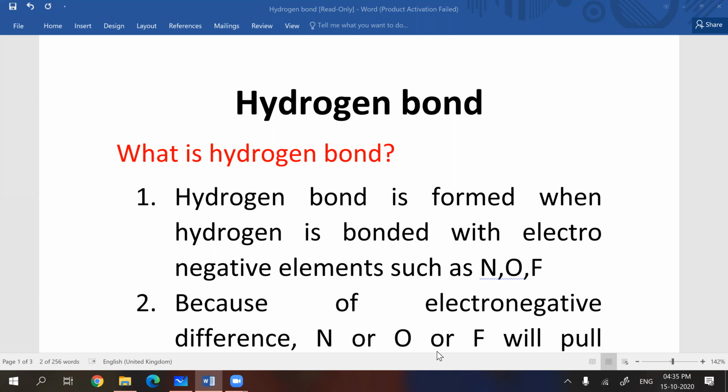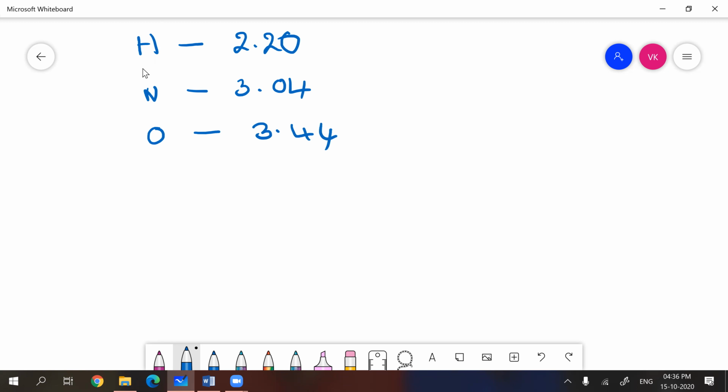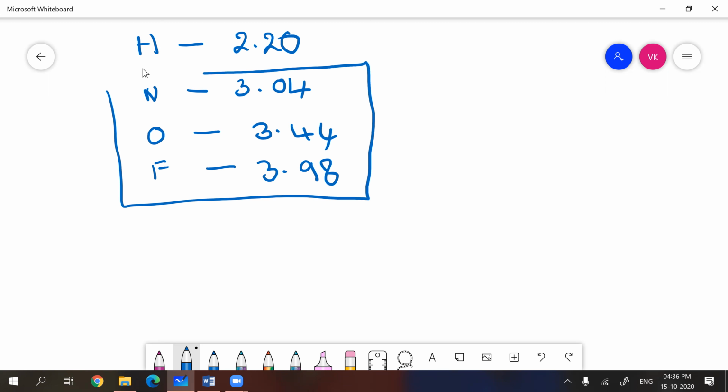If you see the electronegativity difference between hydrogen and the other elements, you can see it here. Hydrogen electronegativity is 2.20. Nitrogen electronegativity is 3.04. Electronegativity is expressed in Pauling scale. Oxygen is 3.44 and fluorine is 3.9. So these three elements have high electronegativity.